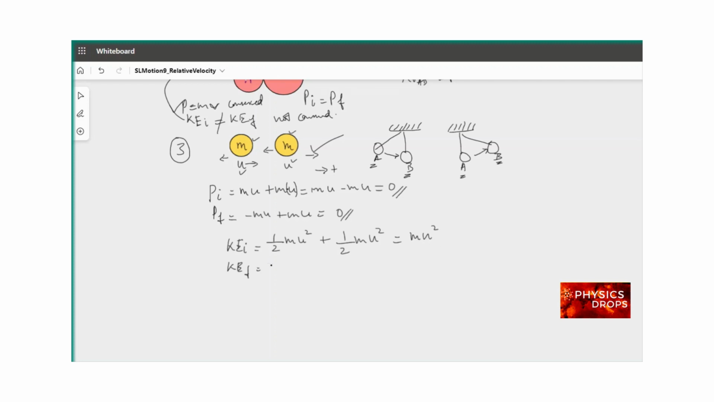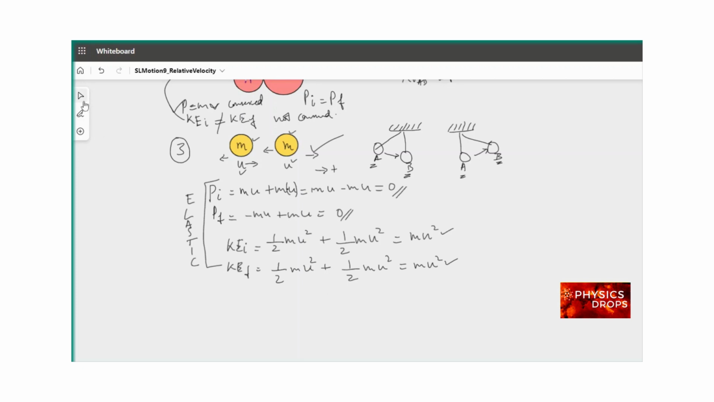What is the final kinetic energy? Again, the velocities are exchanged and the same, so it is half, and direction doesn't matter in velocity, plus or minus, because we are squaring it, plus half mu square, which is mu square. So the kinetic energy initial is equal to kinetic energy final. So this is a case of perfectly elastic collision. This is elastic.